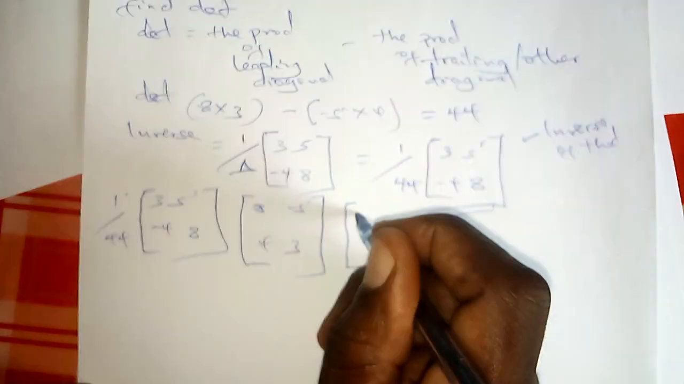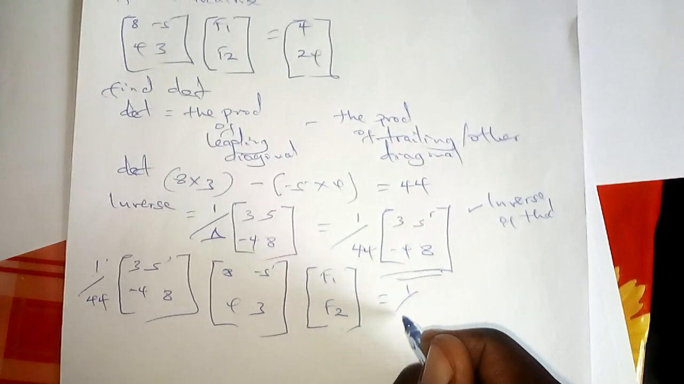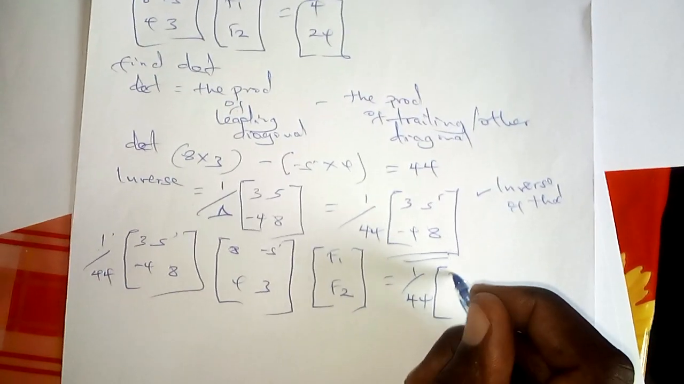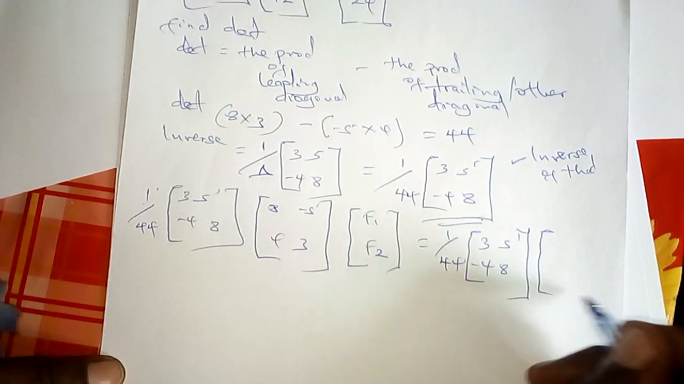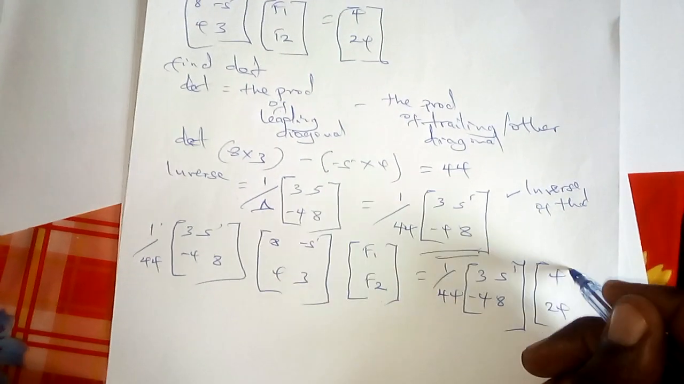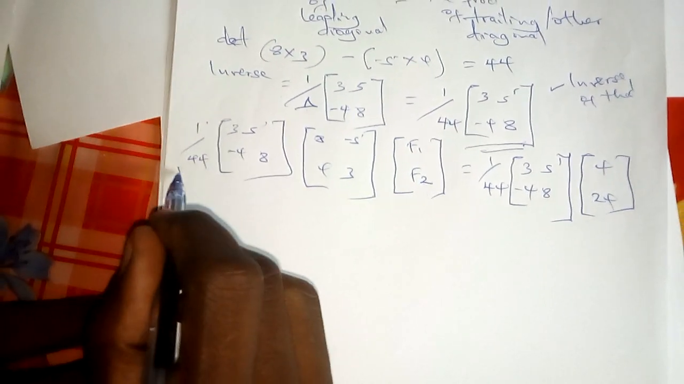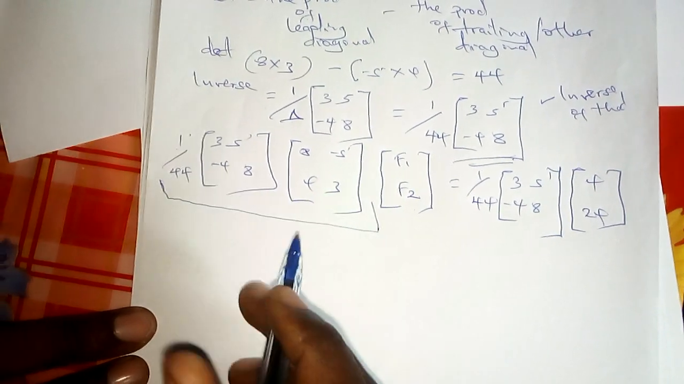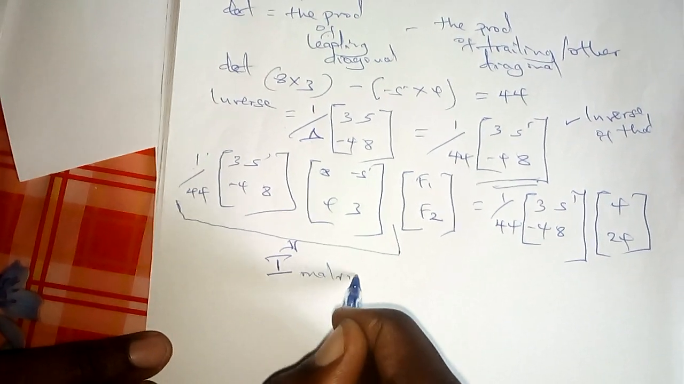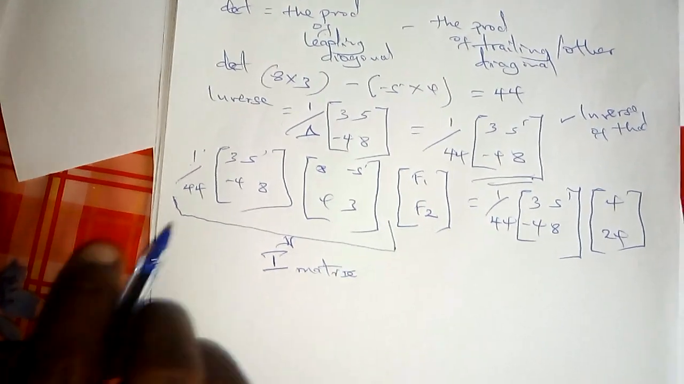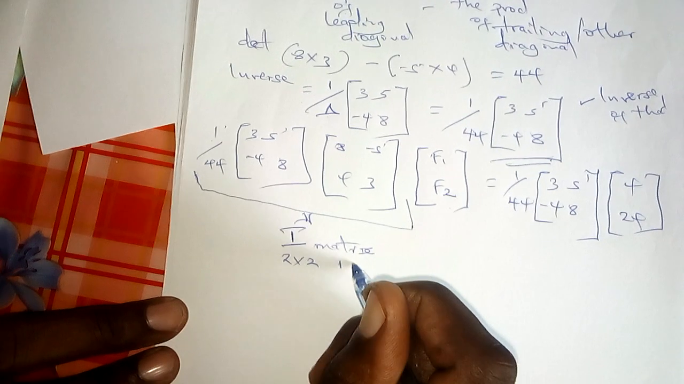Then we have this one, the unknowns, F1, F2 is equals to, attach the inverse again, 3, 5, negative 4, 8. Then we insert, which was 4, 24. And we normally say, just take your time and multiply out this bracket. You'll get that it is coming to identity matrix, and we are dealing with a 2x2 matrix here. Now it will be identity matrix of a 2x2, 1, 0, 0, 1.